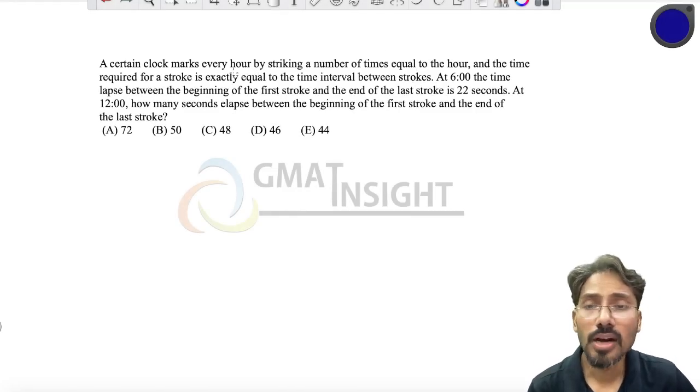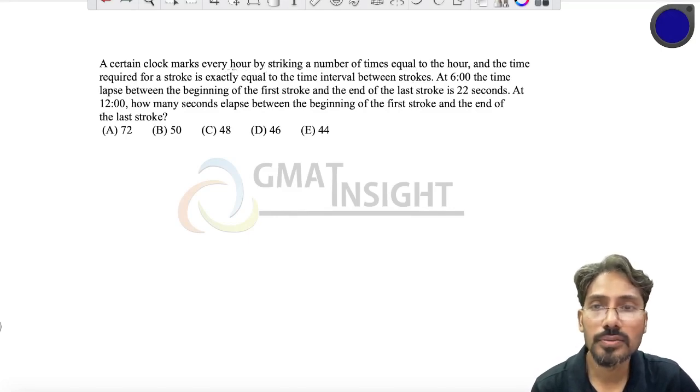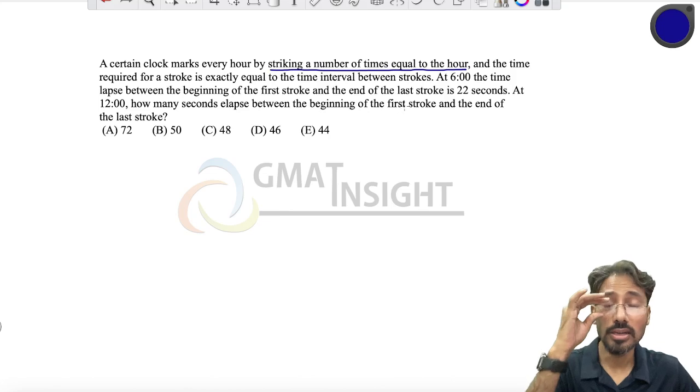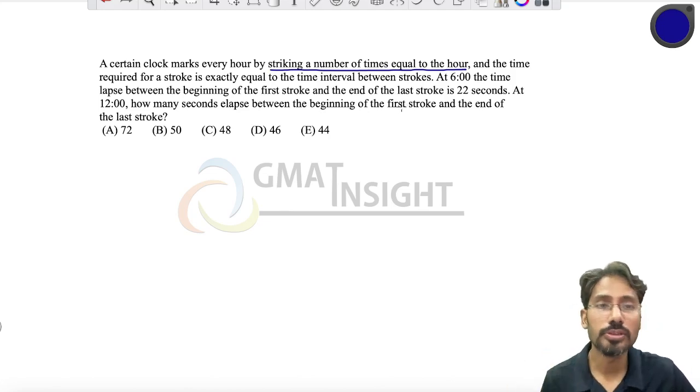A certain clock marks every hour by striking a number of times equal to the hours. The first thing we need to understand is the meaning of it. That means at 3 o'clock it will strike 3 times, at 4 o'clock it will strike 4 times, at 5 o'clock it will strike 5 times. Understanding the question is the first most important part.